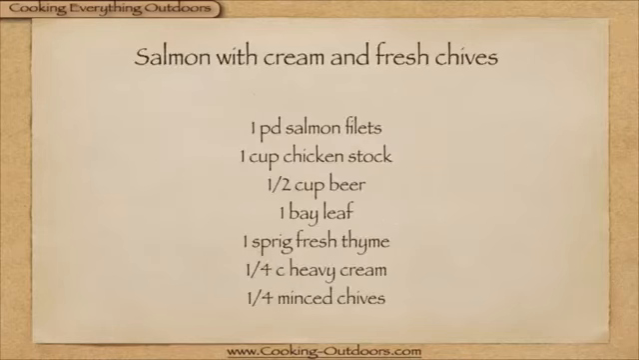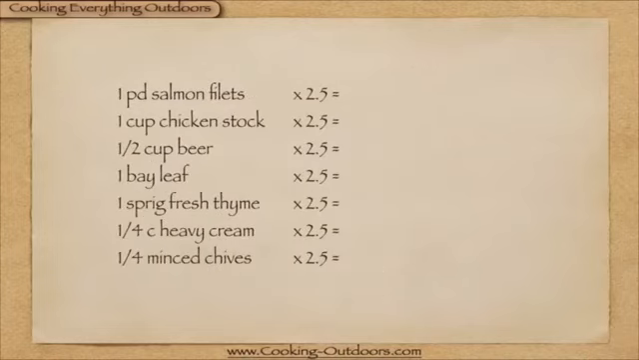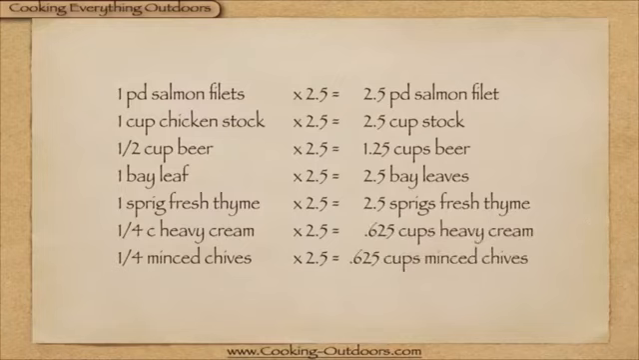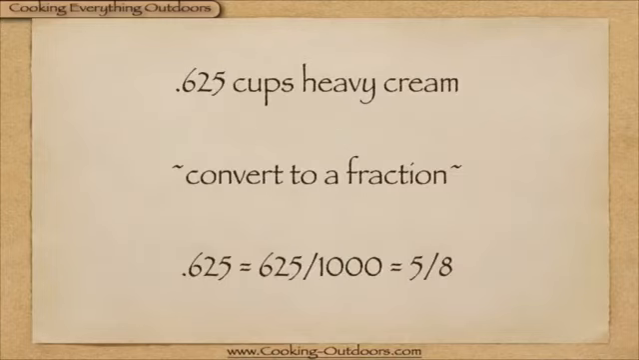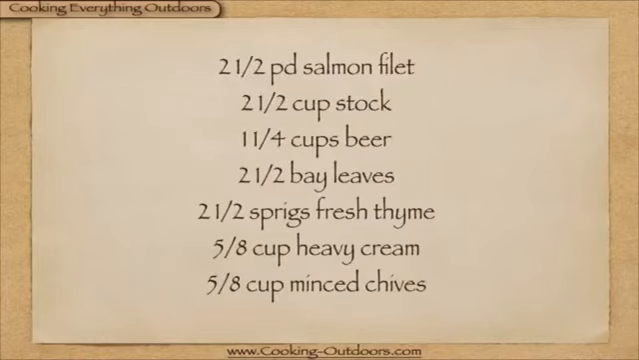And here's an easy recipe. We're going to convert this from 4 servings to 10. So we take each item and we multiply it by our conversion factor of 2.5. And we get a few crazy decimals in there, which we need to change to fractions. To do that, you convert that decimal to a fraction. And don't worry, if you can't do that, just Google it. So here's what our recipe looks like for 10 people.